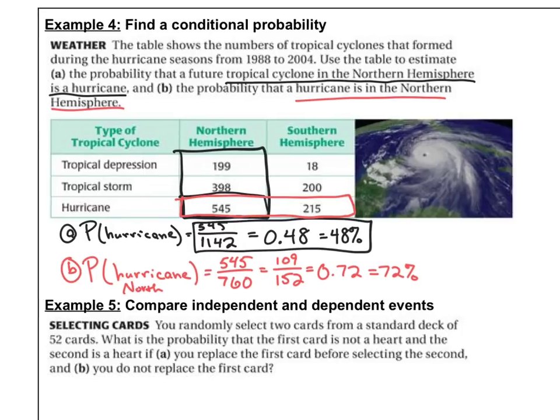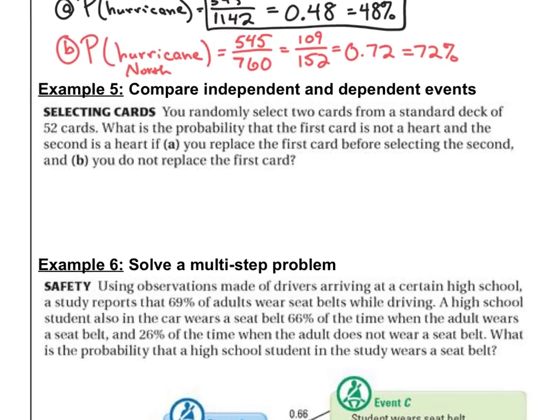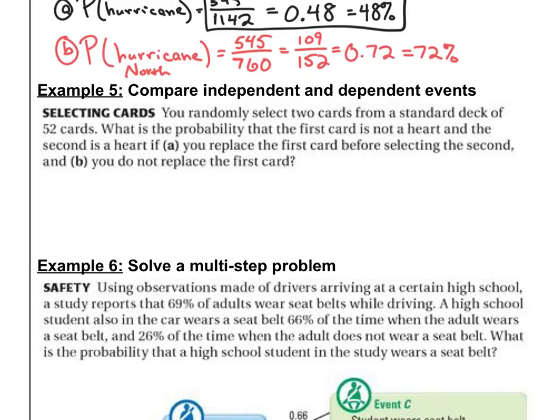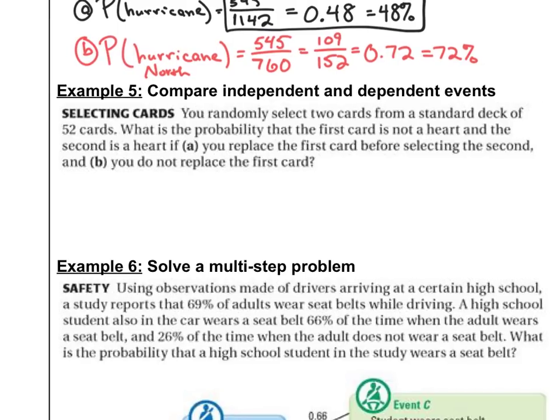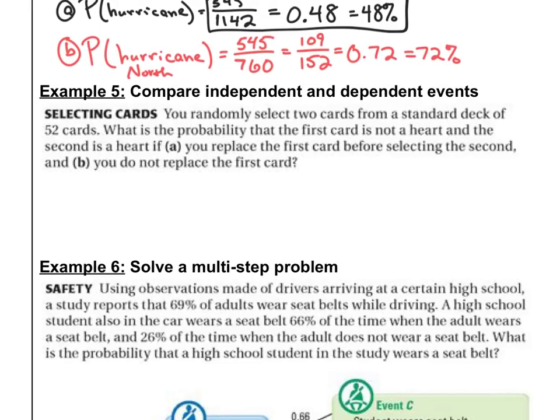Okay? All right. Example 5, you randomly select 2 cards from a standard deck of 52. What is the probability that the first card is not a heart and the second card is a heart? So part A is you are going to replace the first card before doing the second, and then part B will be you're not going to replace it. So let's talk first about part A.